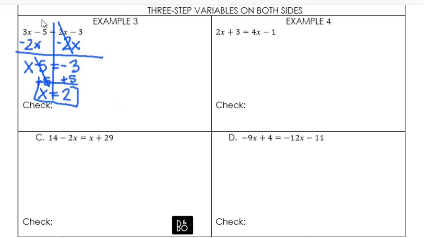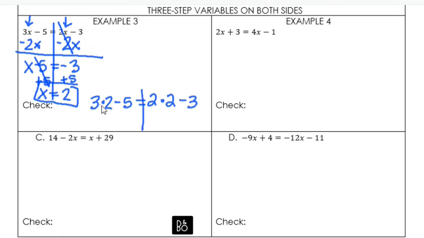We're going to fill in the 2 everywhere we see an x, and then we're going to use our calculator to help us to see if this problem is correct or not. So basically, this is just how you check it to make sure that you got the right answer. So 3 times 2 minus 5, that's what will be on the left side, and on the right, we'll have 2 times 2 minus 3.